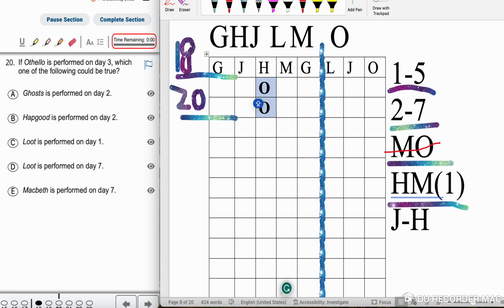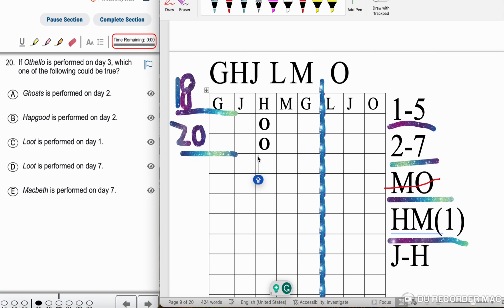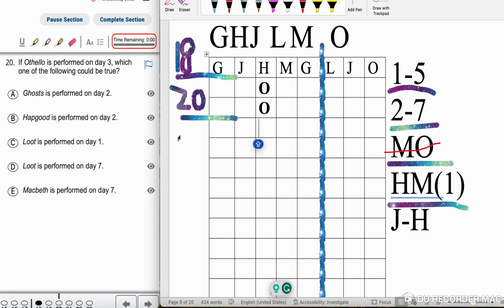Question 20. If O is performed on the third day, which of the following could be true? So we're going to have O highlighted on the third day. That's not going to be able to move. We're going to put the remainder of the variables as quickly as possible, remembering that 1 and 5 need to be the same, and 2 and 7 are going to be the same.